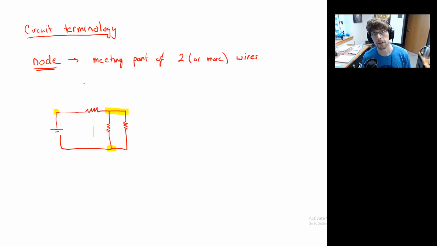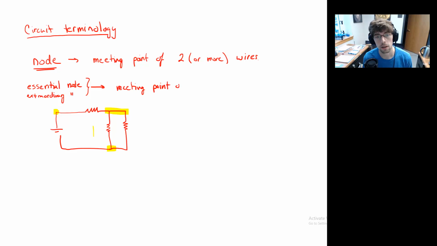Now, there is something that's associated with a node. It's sometimes called an essential node. Or your book, I've seen it called an essential node. I think that your book uses the term extraordinary node. Okay. And this is the meeting point of three or more wires.